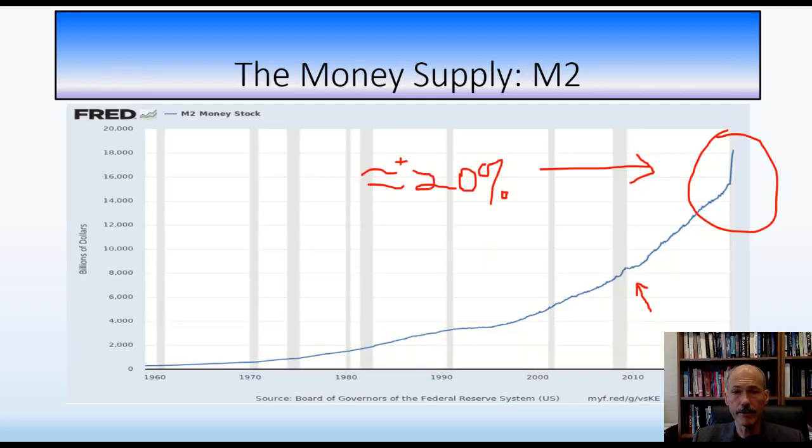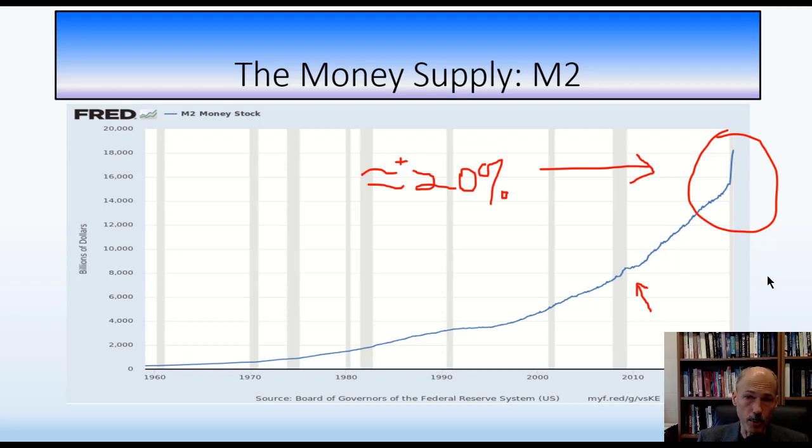Now let's look at an actual graph of M2 money supply. So there it is since the 1960s, slowly ramping up. And then we had strong economic growth in the late 1990s, and you can see that ramping up. So the money supply has ramped up significantly, despite the fact that we haven't had that much inflation. So this is a ramp up with moderate growth, and we didn't really have that much inflation.